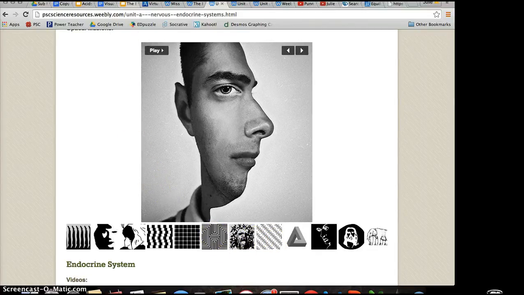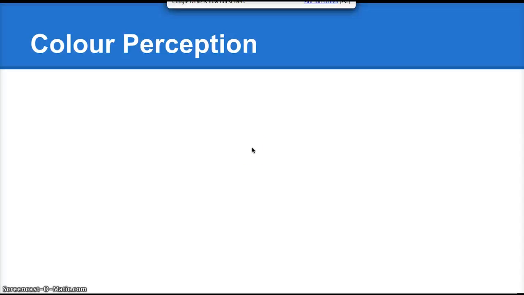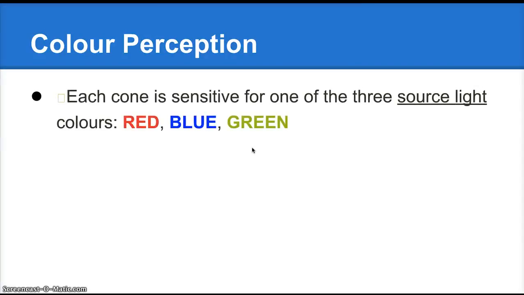So let's go back to the slides here and talk a little bit more about color perception. So essentially, color perception is due to the presence of cones in your eye. So cones are responsible for color detection, and color detection is due to higher intensity of light. So in bright light, we generally see more colors.